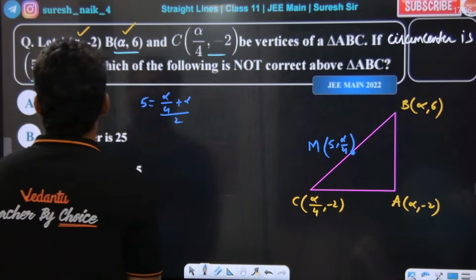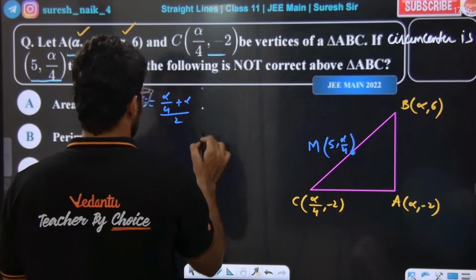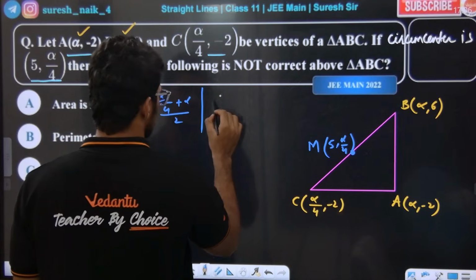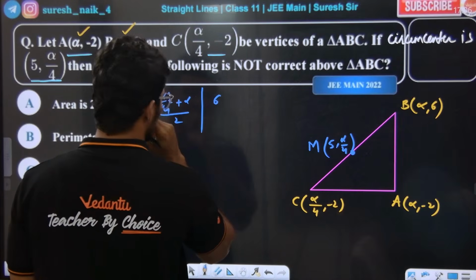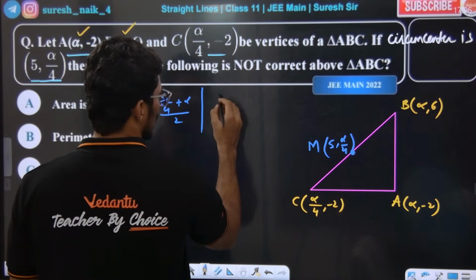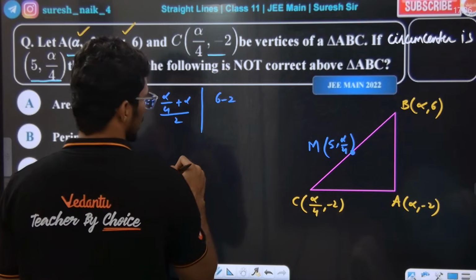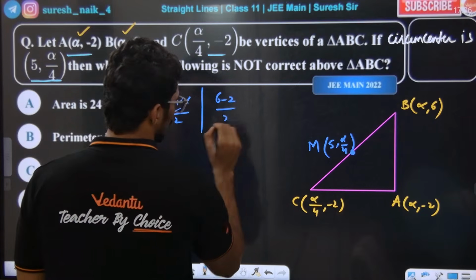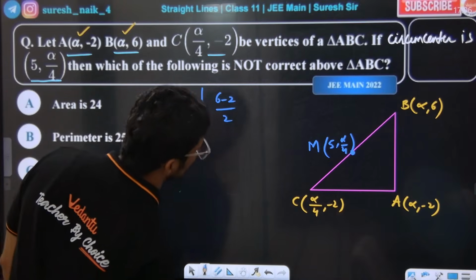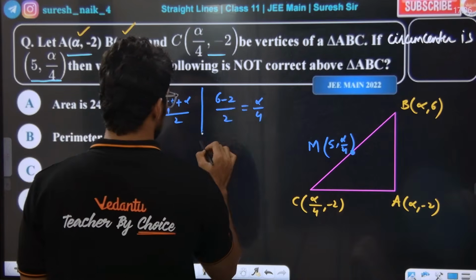Are you getting the point? Next. 5 is equal to what? Alpha by 4 plus alpha. Correct, yes or no? Then 6 minus 2 by 2 is equal to alpha by 4. 4 by 2, which is 2.